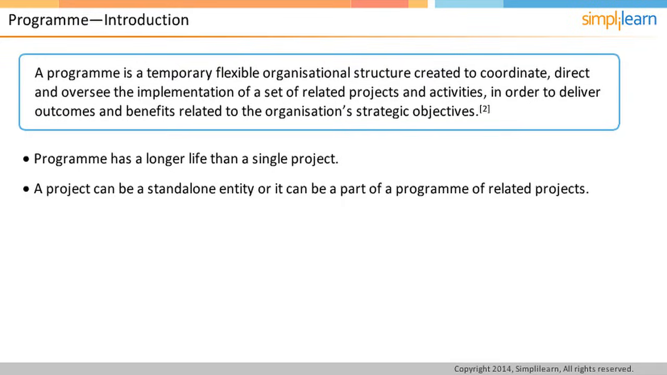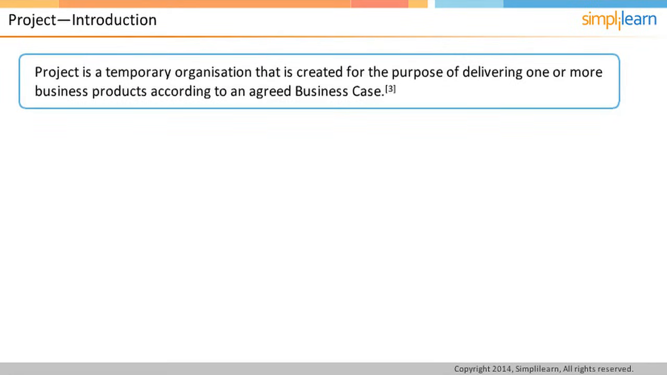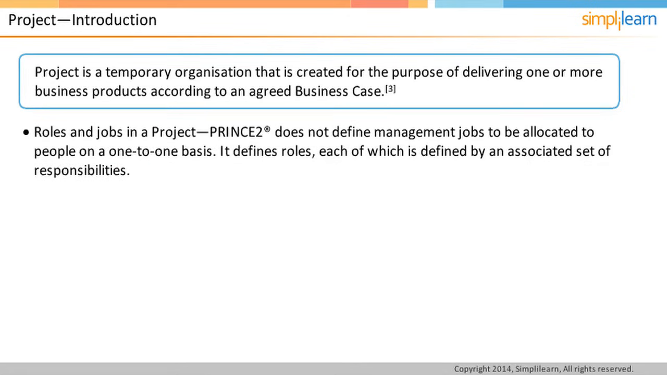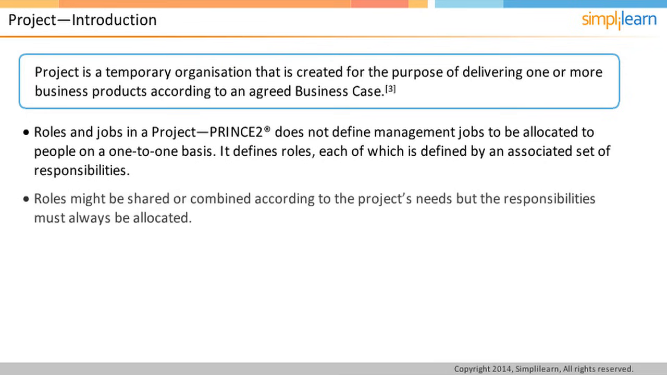A project is a temporary organization created for delivering one or more business products according to the agreed business case. PRINCE2 does not define management jobs to be allocated to people on a one-to-one basis. It defines roles, each of which is defined by an associated set of responsibilities. Roles might be shared or combined according to the project's needs, but the responsibilities must always be allocated. Let's look into the 3 project interests in the next screen.